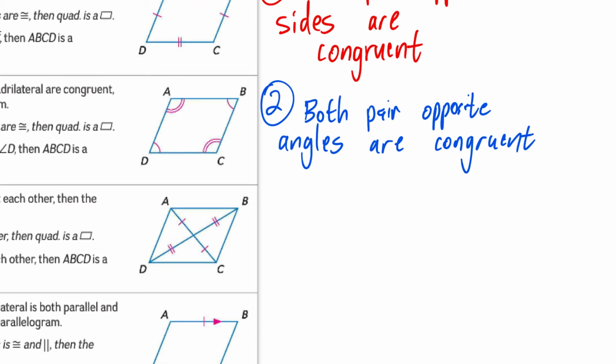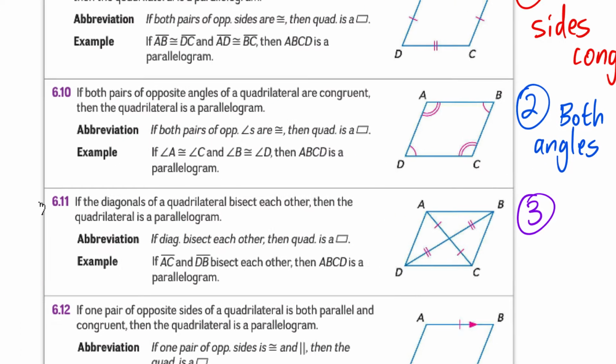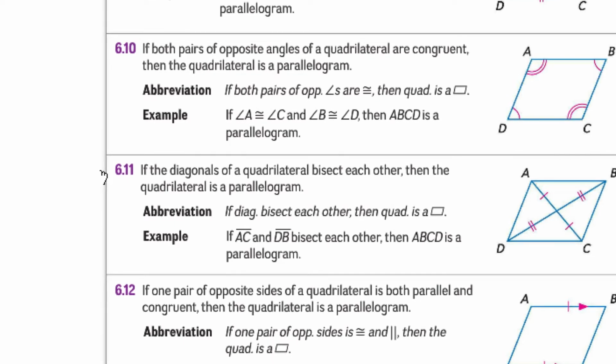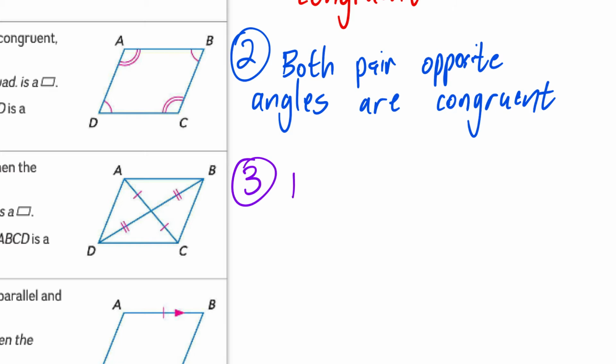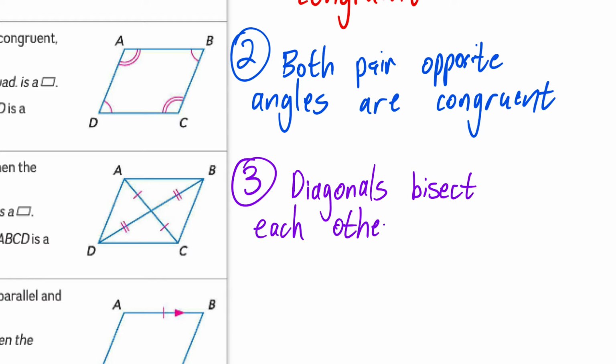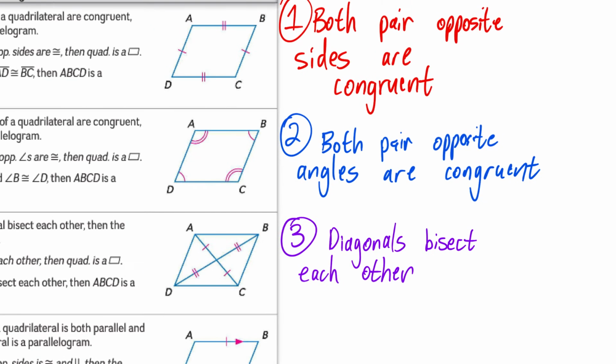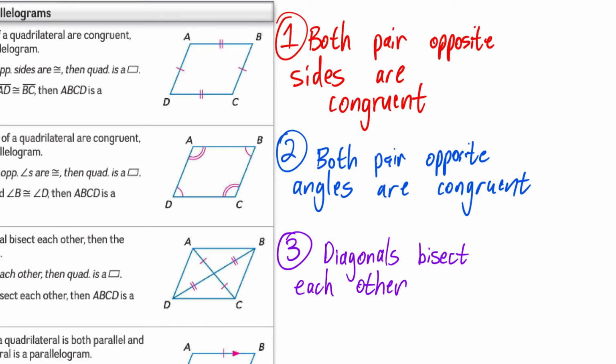That's our second condition. All right, the third one is this: if the diagonals of a quadrilateral bisect each other, then the quadrilateral is a parallelogram. So if the diagonals bisect each other, then we know that it is a parallelogram. So those are the first three conditions, and basically those three we've talked about in the last two days that we've been talking about parallelograms and their properties.